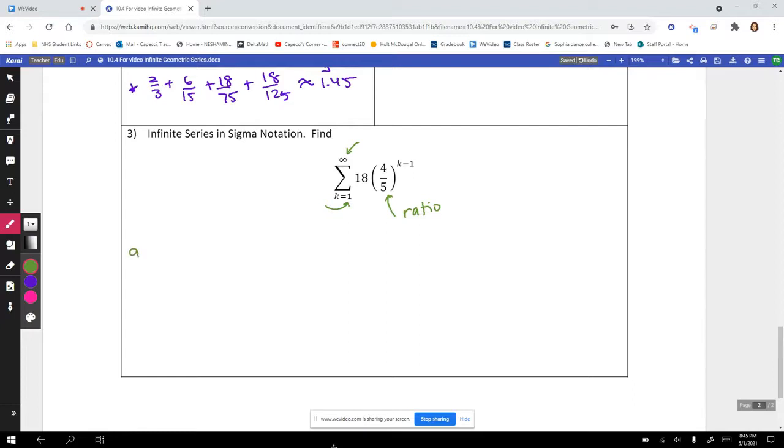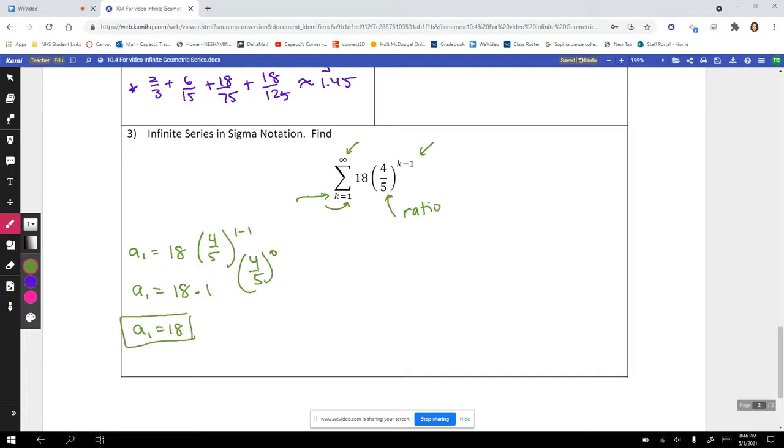So let's find our first term, a sub 1, which is equal to 18. Now again, I'm substituting into this expression, times 4 over 5 to the k minus 1. My k value is 1 because of what we start with there, so 1 minus 1. Now 4/5 is raised to the 0 power, right? Anything raised to the 0 power is 1. So my a sub 1 has a value of 18.